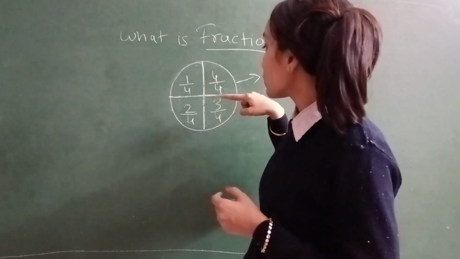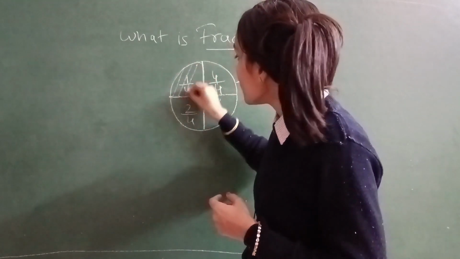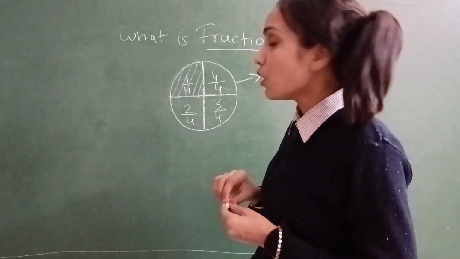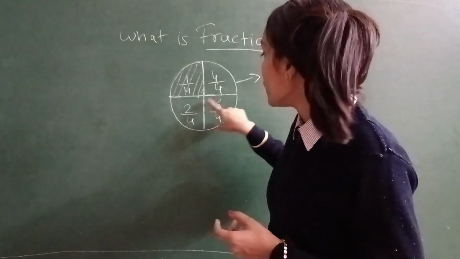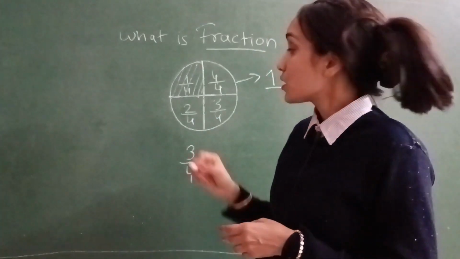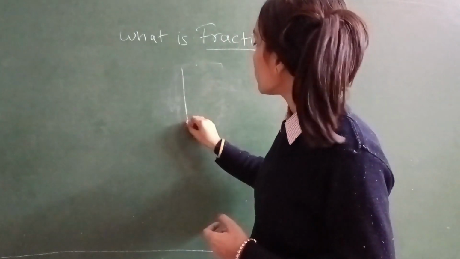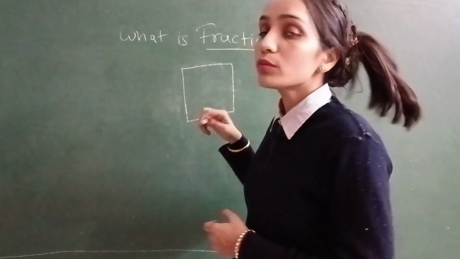So here, see, okay, let's suppose you have eaten this one slice of the pizza. So now how many slices are left? 1, 2, and 3. So you're left with 3/4 of the pizza.